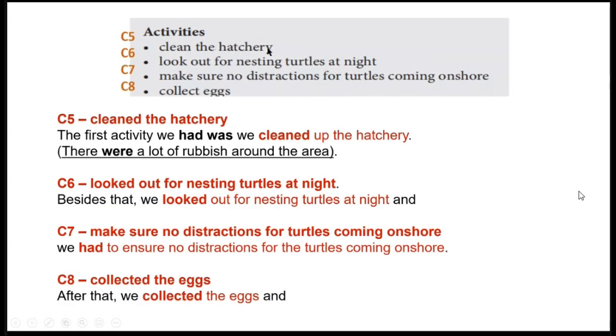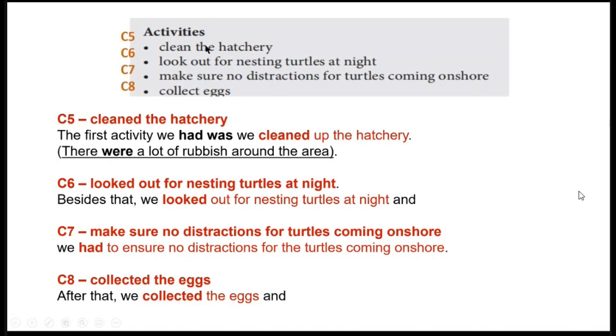C5, it's already clean the hatchery from here. So you add on: the first activity we had was we cleaned up the rubbish. Why is it in the past tense? Because this is a report, and it already happened. A report is usually about an event that had happened, so you use past tense. The first activity we had, look at the past tense, was we cleaned, E-D. There was a lot of rubbish. Again, this is an elaboration. It's not given in the question.